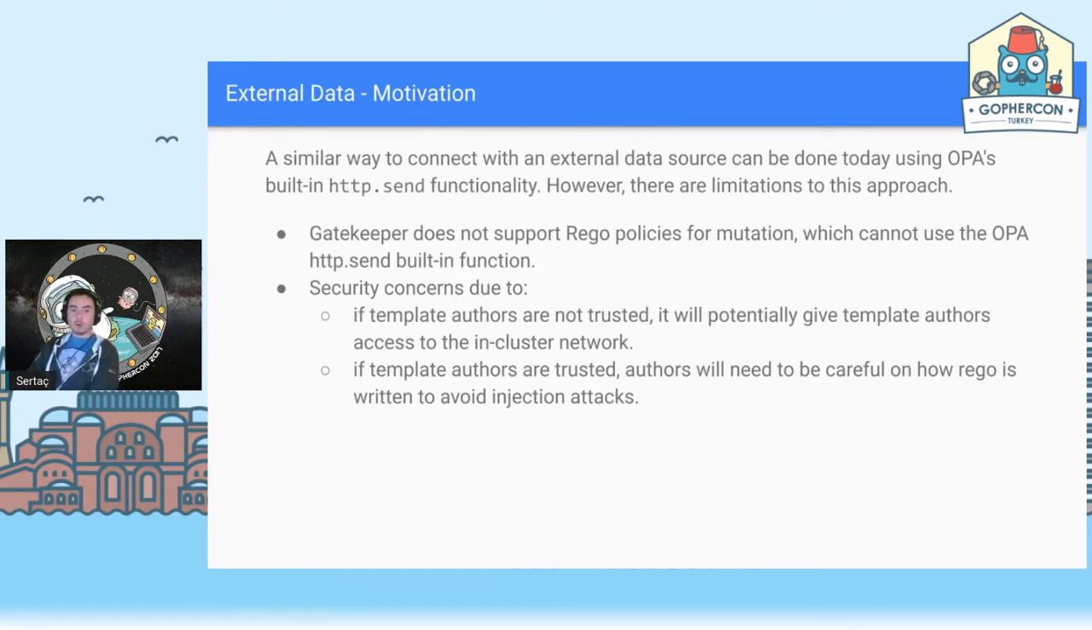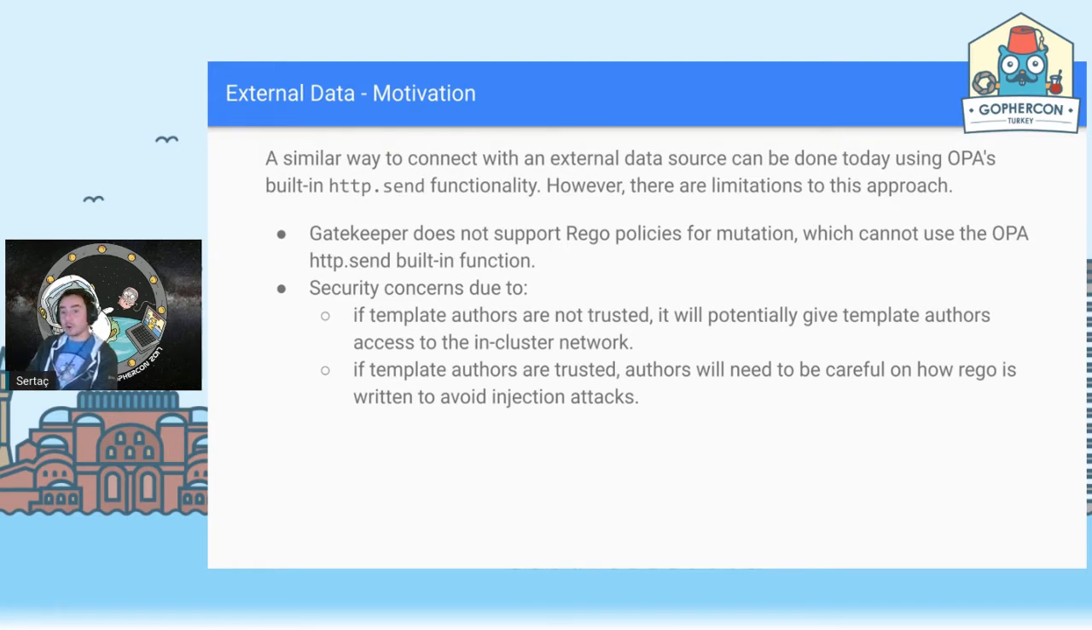Cool. So let's talk more about the external data. In this case, it is similar to OPA's built-in HTTP send functionality, as in it can basically be used for sending HTTP queries to anywhere. However, we thought there were limitations to this approach. First of all, Gatekeeper's mutation functionality does not support Rego, and then obviously it cannot use OPA's HTTP send built-in functionality, as we want to also extend external data to mutation.